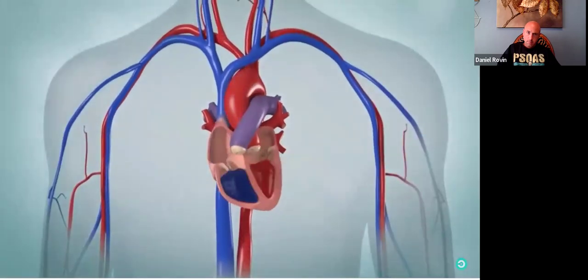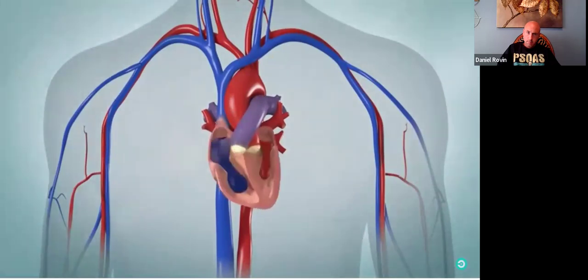When the contraction ends and the ventricles begin to relax, the pulmonic and aortic valves snap shut. This action happens quickly and is what causes the familiar lub-dub rhythm called your heartbeat.